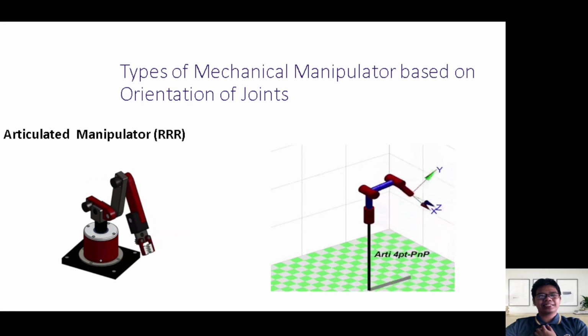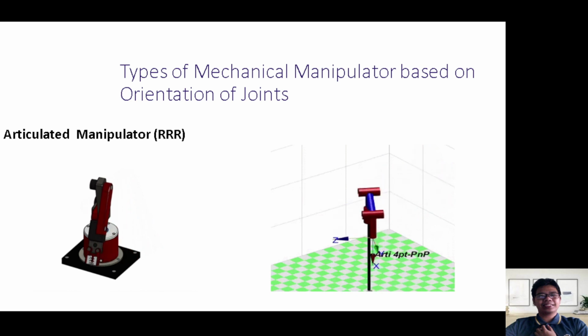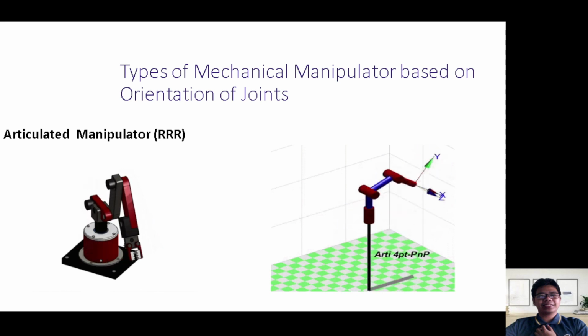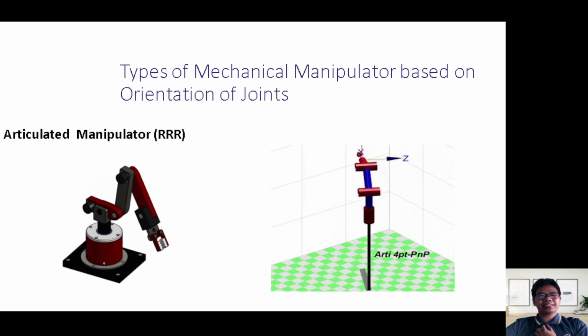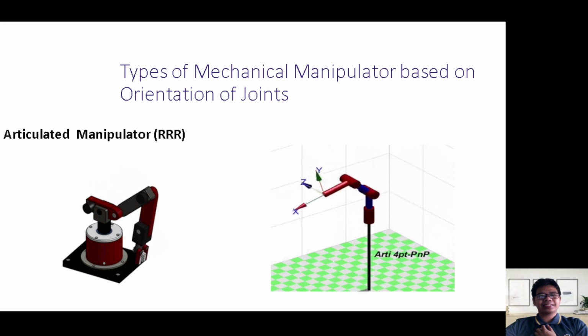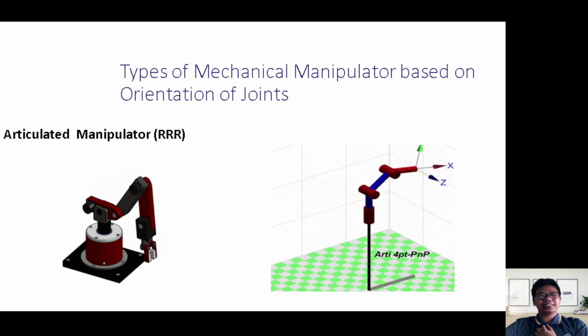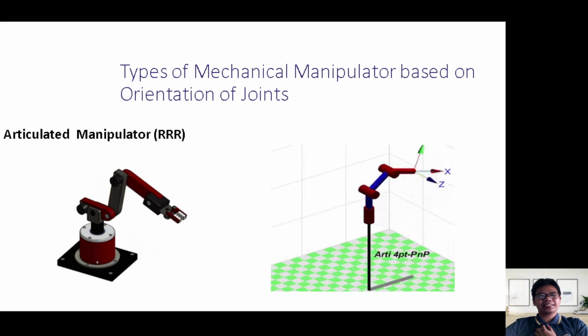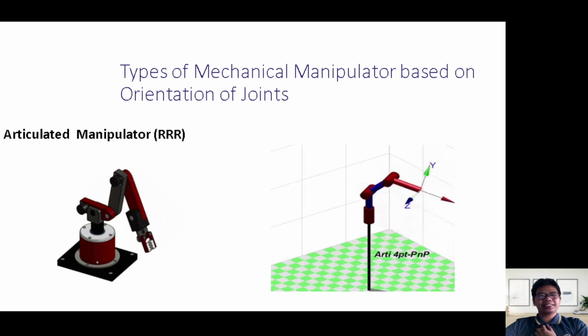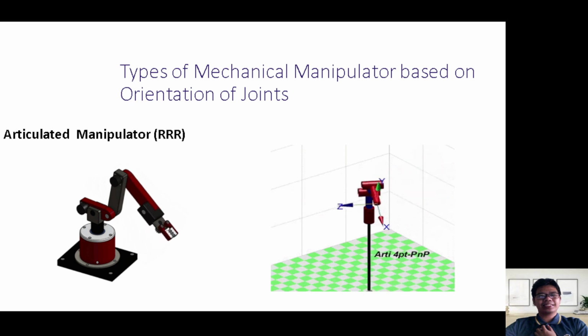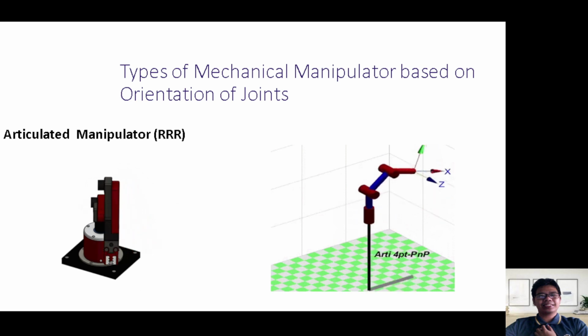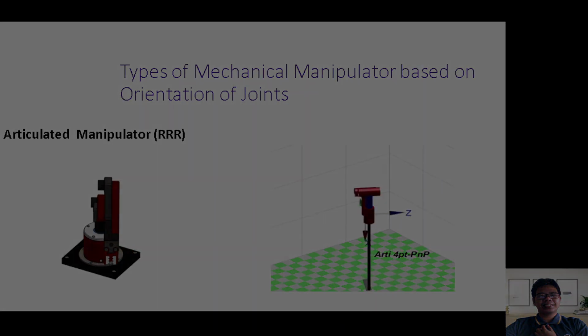Within the realm of RRR manipulators, we encounter three revolute joints. The axes of the second and third joints are parallel, while the axis of the first R joint is vertical. This arrangement bestows these manipulators with significant movement freedom, all within a compact space.